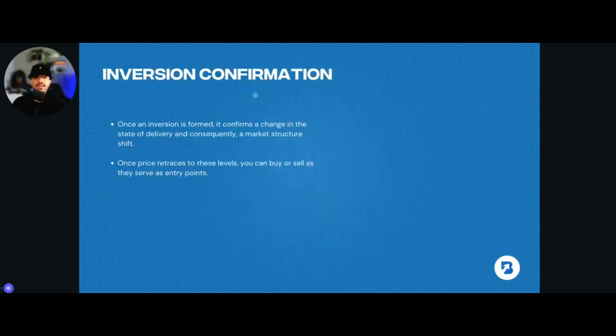So as you can see right here, inversion is a confirmation. Once an inversion is formed, it confirms a change in the state of delivery and consequently a market structure shift. Once price retraces to these levels, you can use them as a buy or a sell area. However, I'm going to get into order blocks and change in the state of delivery and how they come together with inversion fair value gaps as well.